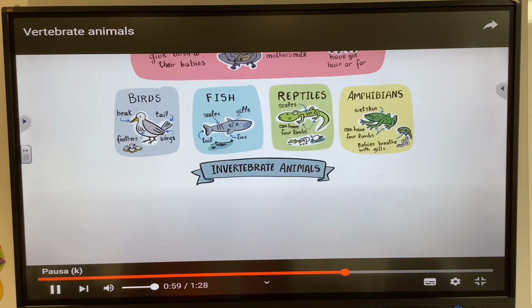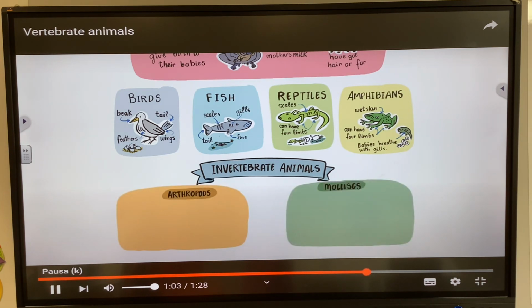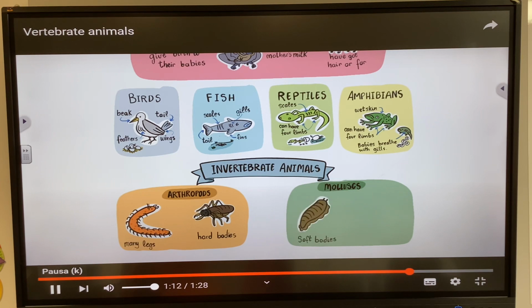Invertebrate animals haven't got a backbone. Arthropods and mollusks are invertebrate animals. Arthropods have hard bodies and many legs. Mollusks have got soft bodies. Some mollusks have got a shell for protection, and some have got tentacles.